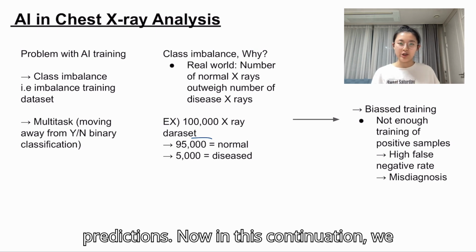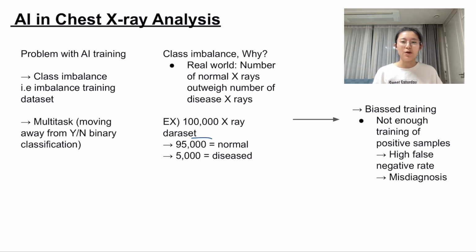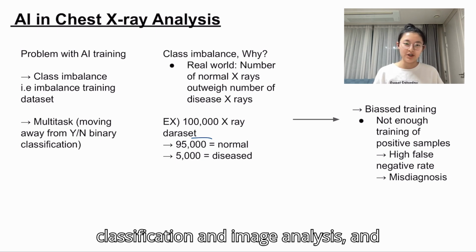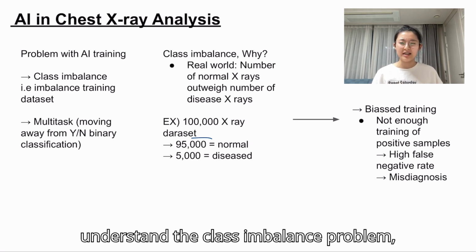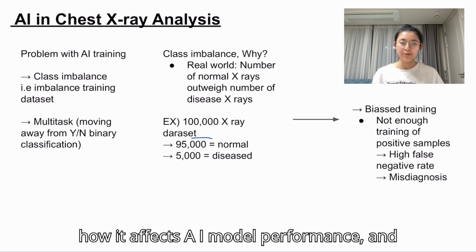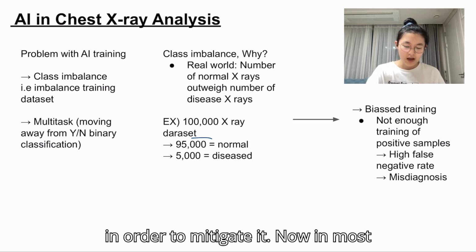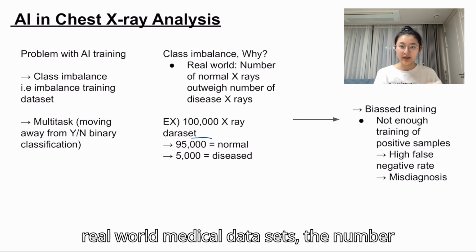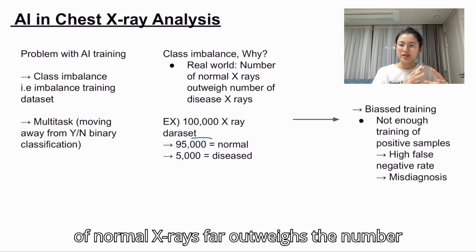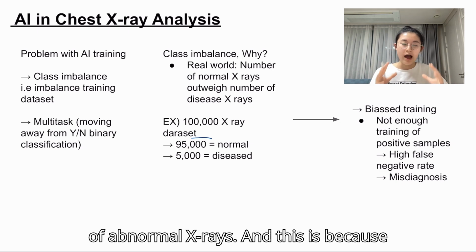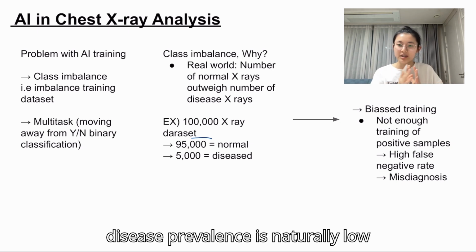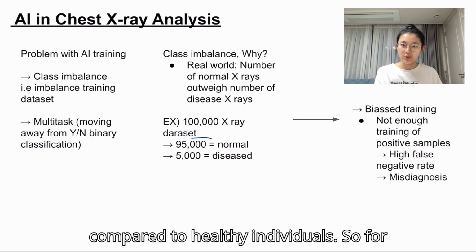Now, in this continuation, we will investigate the problems encountered when training AI models for classification and image analysis and understand the class imbalance problem, how it affects AI model performance, and the multiple techniques that can be used in order to mitigate it. Now, in most real-world medical data sets, the number of normal x-rays far outweighs the number of abnormal x-rays, and this is because disease prevalence is naturally low compared to healthy individuals.